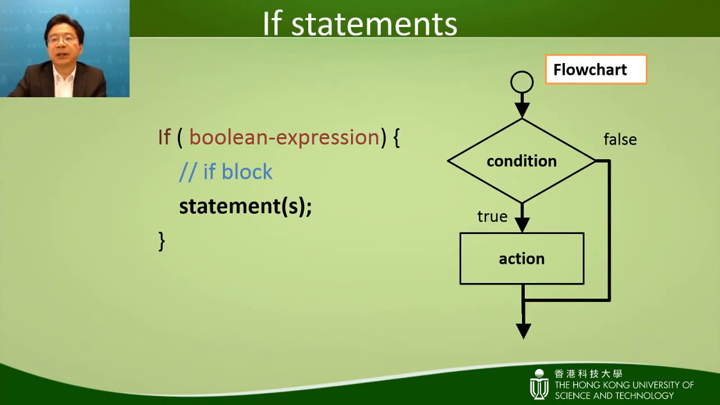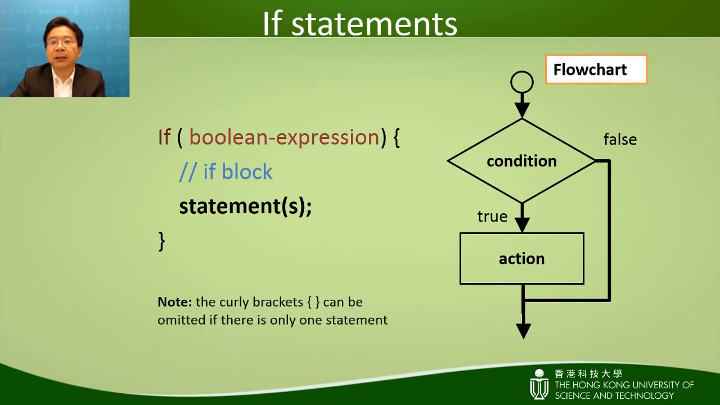Here is the syntax for the if statement. Notice that if is a Java reserved word. The flow of control of the if statement is illustrated in the flowchart on the right. When the if statement is entered, the condition, which is represented by a Boolean expression, will be evaluated. If the condition is true, the action represented by the statement would be executed. If the condition is false, the action block is skipped. Notice that if there is only one statement in the if block, the curly brackets can be omitted.